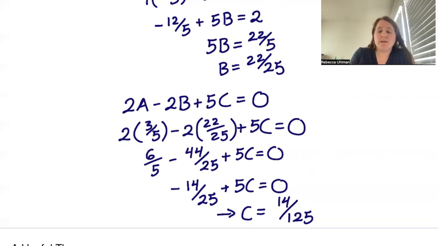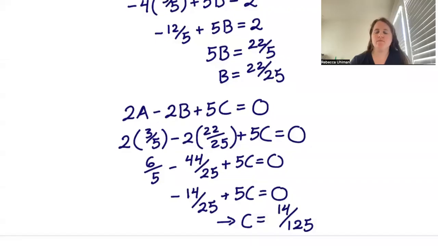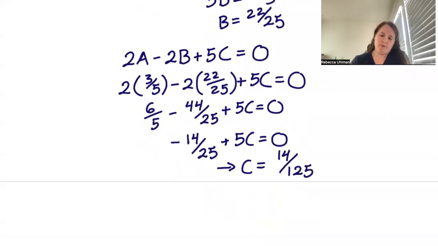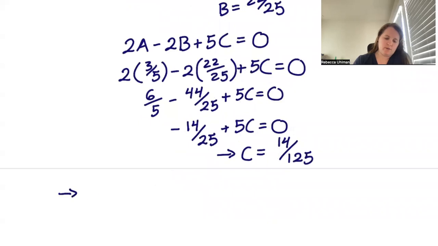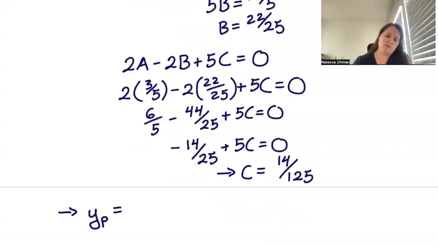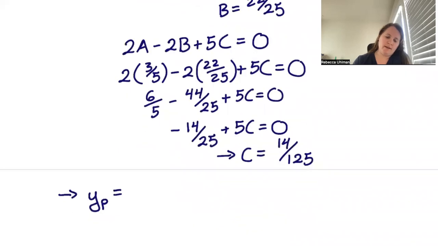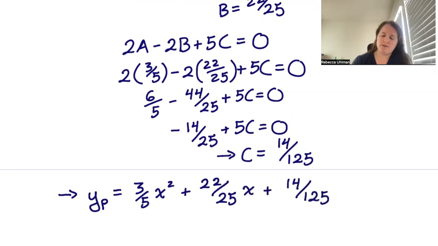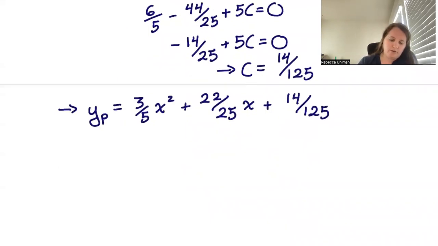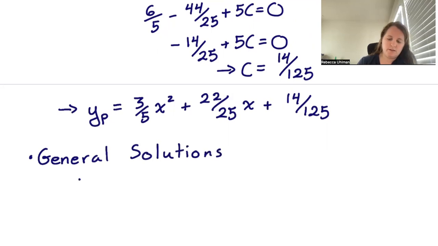At this point, we know our particular solution. So we have particular solution, yp is equal to, we had 3/5 for our a, so 3/5 x squared plus 22/25 x plus 14/125. So this is our particular solution. Then for our general solution, we first need to find the fundamental set for the homogeneous.